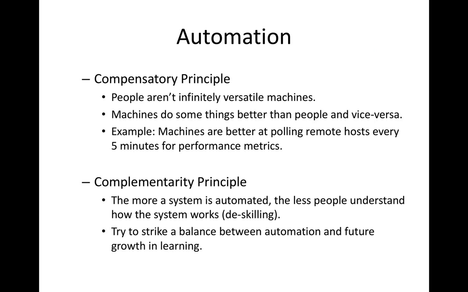Everything's been automated. The complementary principle suggests that you really need to strike a balance between the things that you automate and the things that encourage your employees to learn and to grow their own skills. Now these automation principles aren't mutually exclusive. All of these could apply to any sort of situation, but philosophically, this is how we might approach automation within our organization.